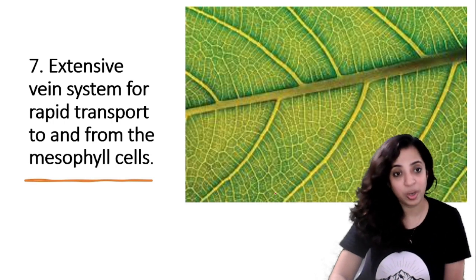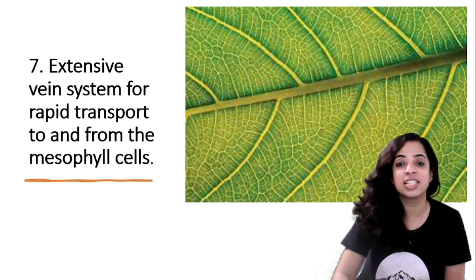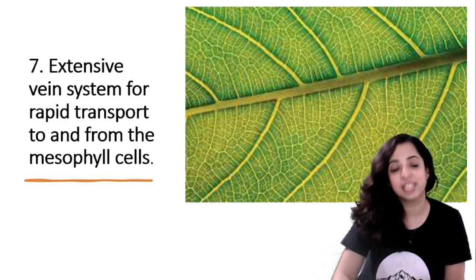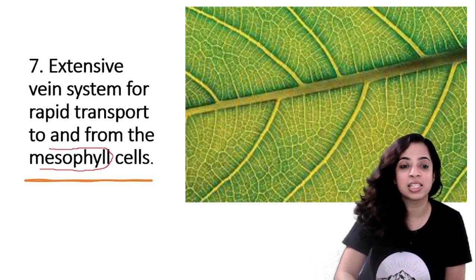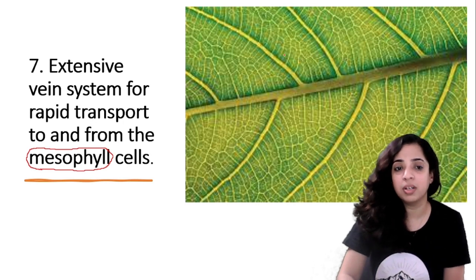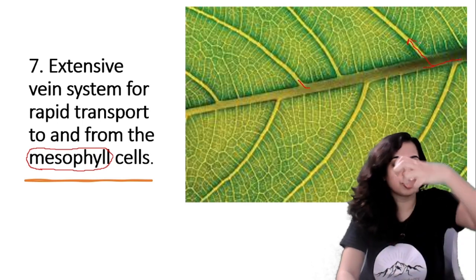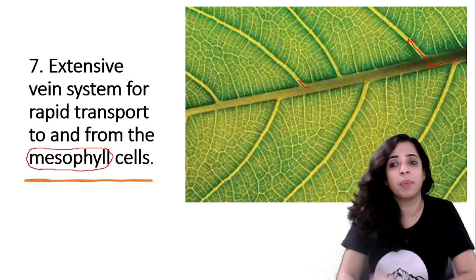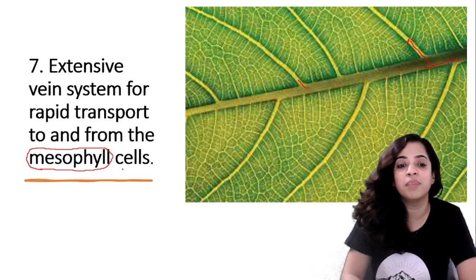The last point is the extensive vein system. Can you see in the leaf there is an extensive vein system for rapid transport to and from the mesophyll cells. We know photosynthesis happens in mesophyll cells. From the veins of the leaf, the water that comes in through the roots is carried, and from here the other things, the carbohydrates and all, pass. So the extensive vein system helps in rapid transport to and from the mesophyll cells.